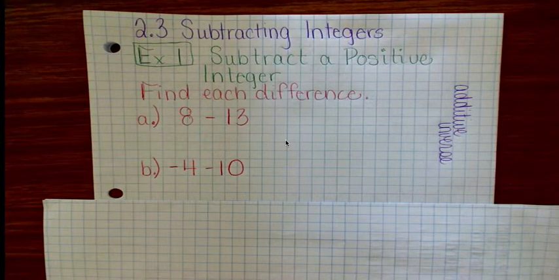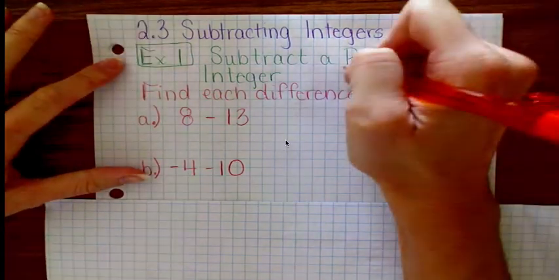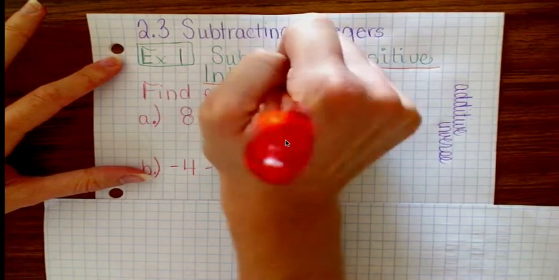Right, we are subtracting integers today. When we are subtracting integers, we are actually adding the additive inverse. So example 1, subtract a positive integer. We are going to just look at subtraction today. If you just want to write positive integer, that's fine.